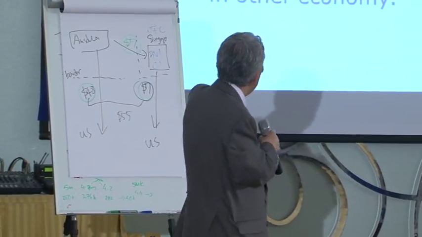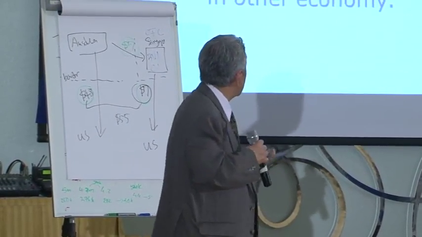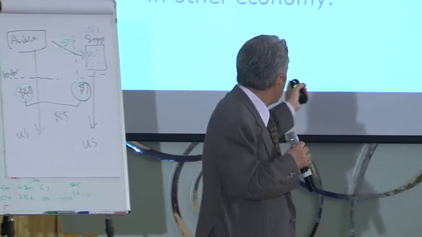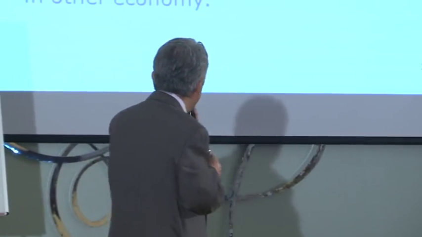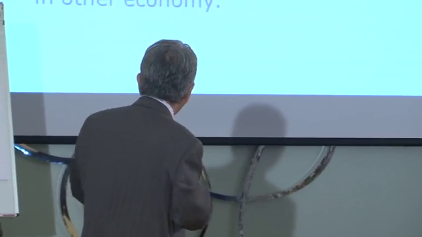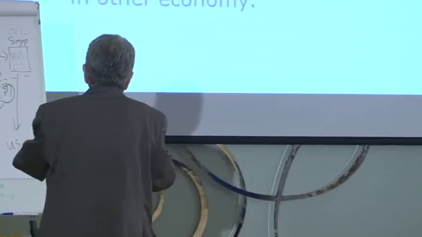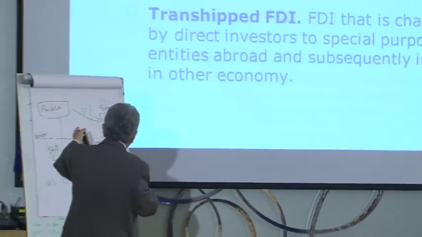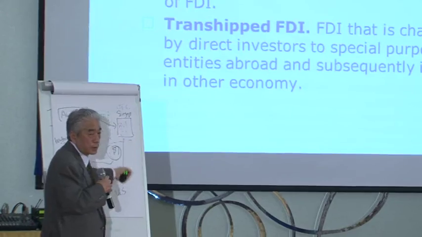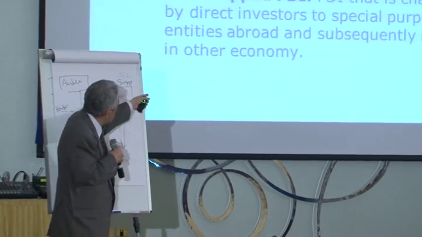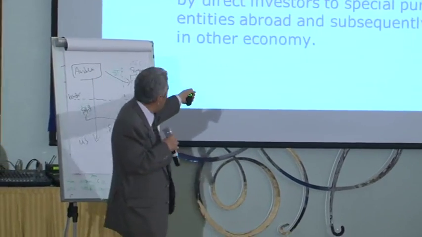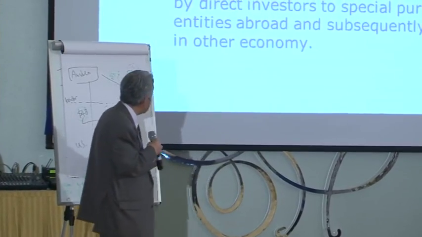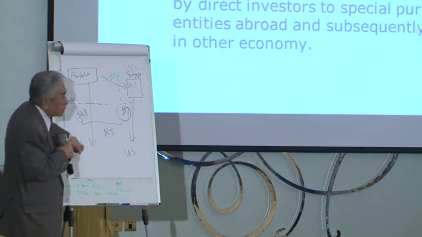This is what you see as transshipped FDI. FDI that is channeled by direct investors to special purpose entities. Normally, this kind of transaction takes place through special purpose entities, SPEs, and is invested in other countries. This is transshipped FDI.